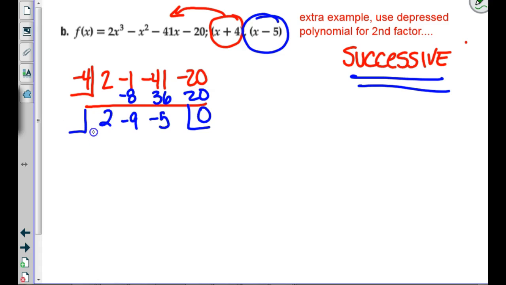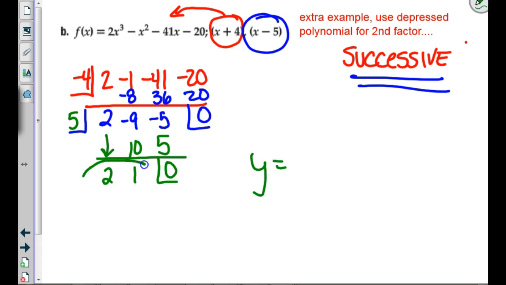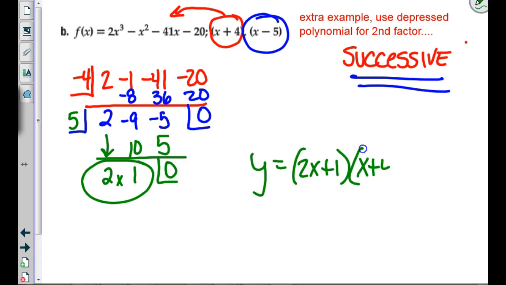Okay, we're going to keep going. We're going to use the leftovers here, and we're going to use 5 as the next 0. Bring this down. 5 times 2, add, multiply. Okay, we just completely factored this. What are the factors? Okay, this is a constant and a 1, so 2x plus 1, and x plus 4, and x minus 5, okay? Any questions about what we did? But the important thing is we had to do one division after the other to keep dividing it out.